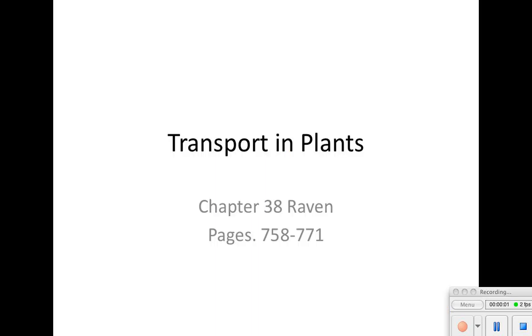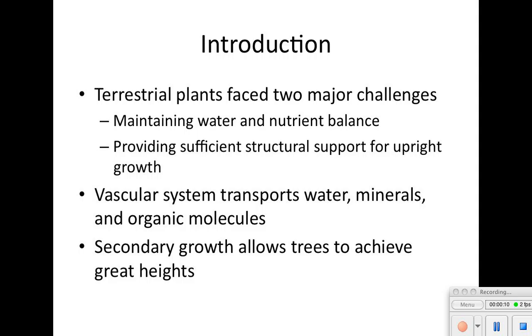So we are embarking on our last lecture with plants, transportation in plants. We're going to be talking about the vascular tissues, which includes our xylem and phloem. So a little bit of introduction here.